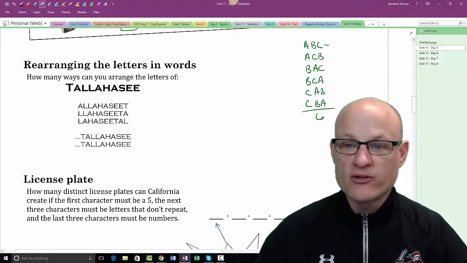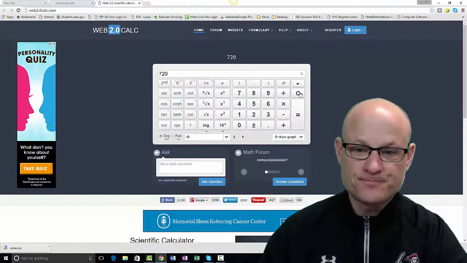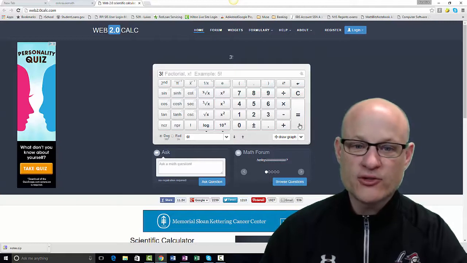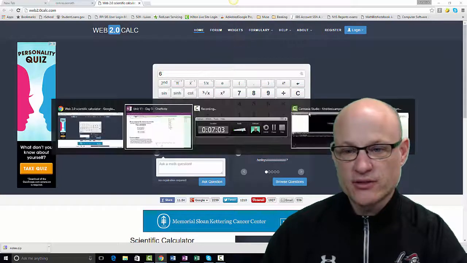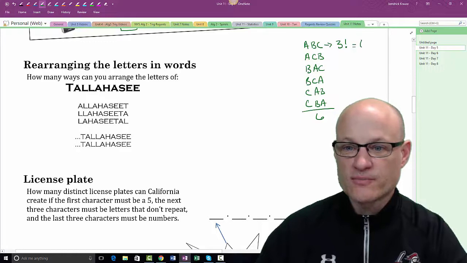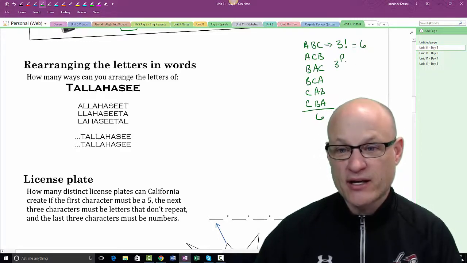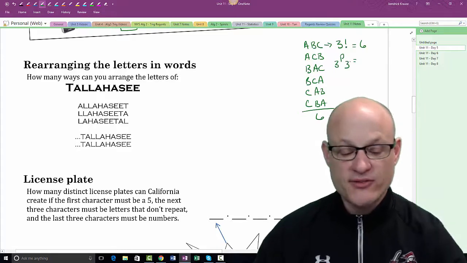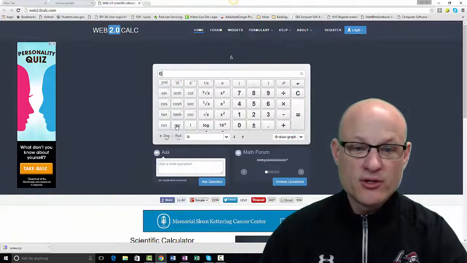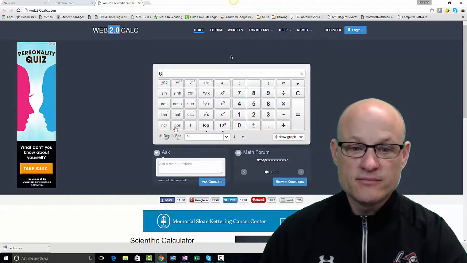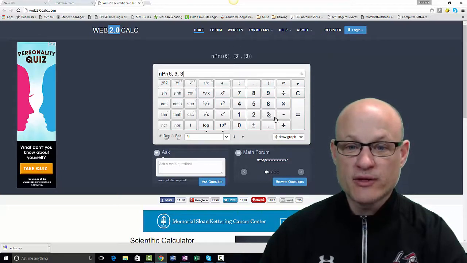Well, originally we had 3 items, and if you do 3 factorial on your calculator, you'll see that that's 6. So 6. Another way of writing this is I want 3 things and I want to pick 3 of them. That's the same as 3 factorial.